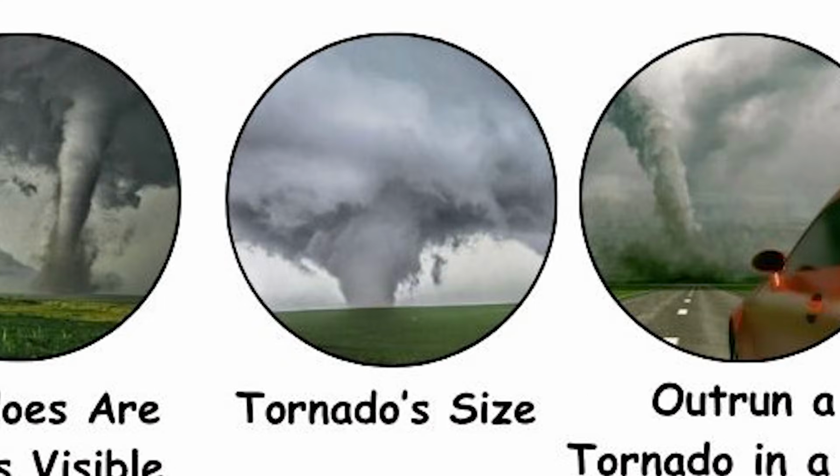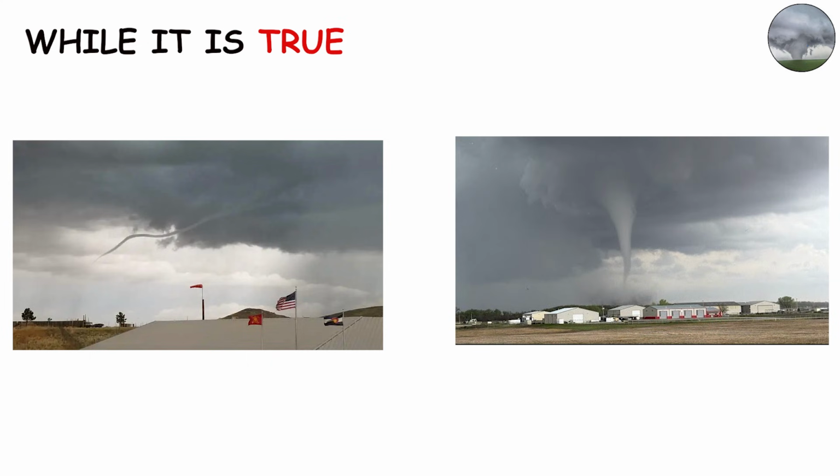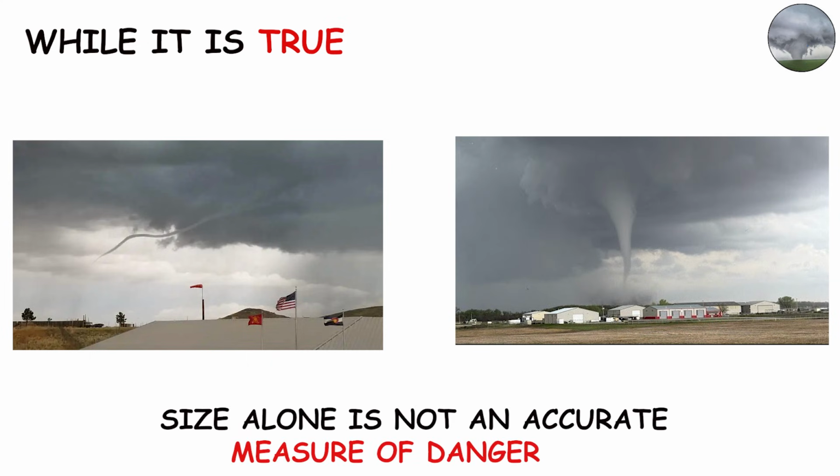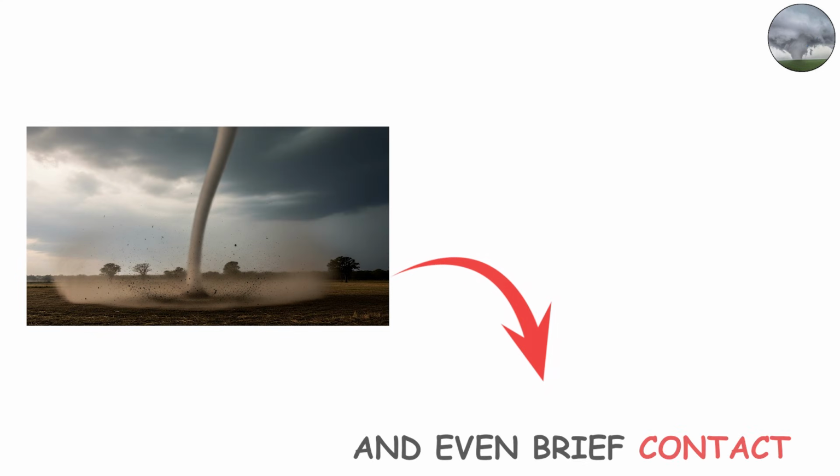A tornado's size determines its danger. Many people assume that smaller tornadoes are harmless. While it is true that EF0 or EF1 tornadoes are weaker, size alone is not an accurate measure of danger. Small tornadoes can produce extremely high wind speeds, and even brief contact can destroy homes, flip vehicles, or injure people.